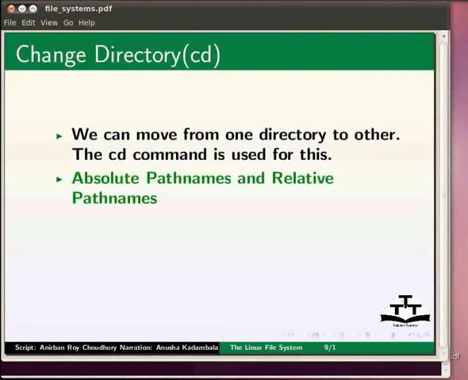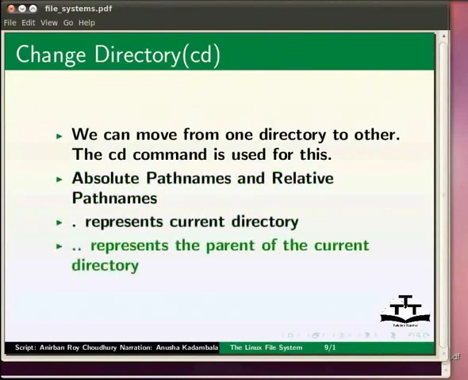The problem here is the path names can be very long. This is because these are absolute path names that list the entire path starting from the root directory. Instead, we may use relative path names that begin from the current directory. Here, we need to know two special characters. Dot represents the current directory and dot dot represents the parent directory of the current directory. Now, let us have a brief session on cd command.